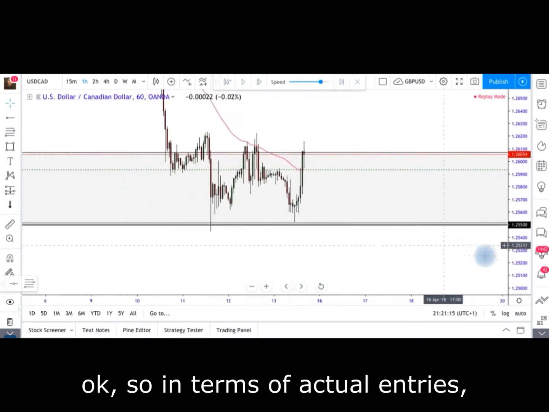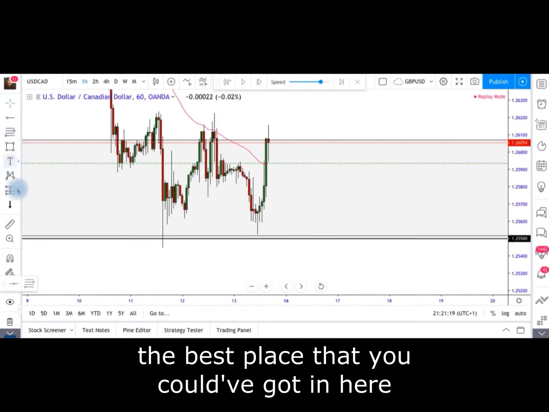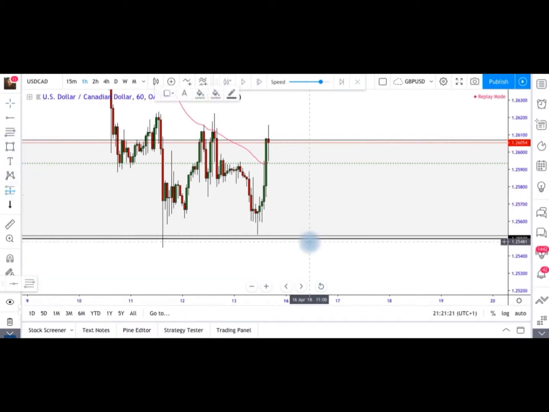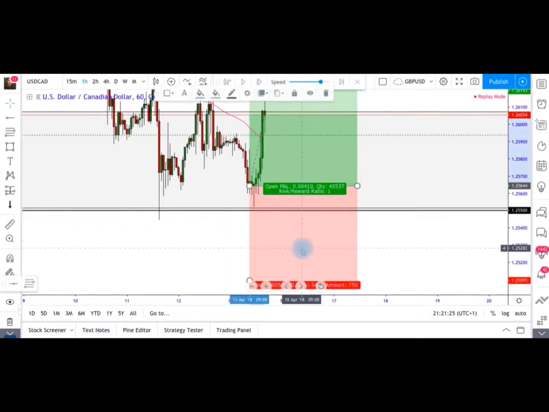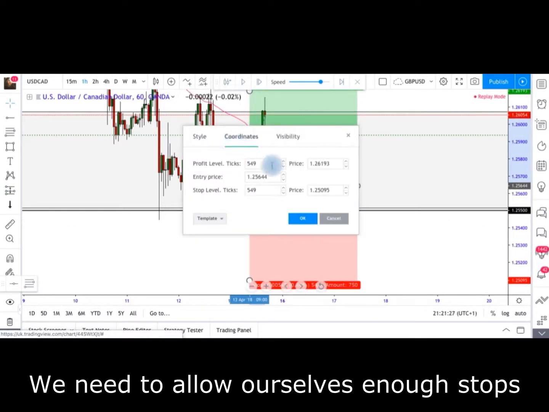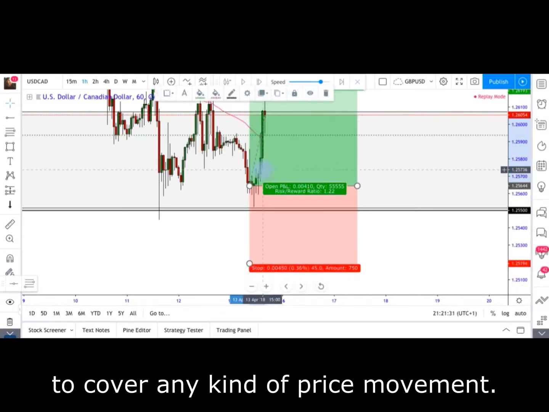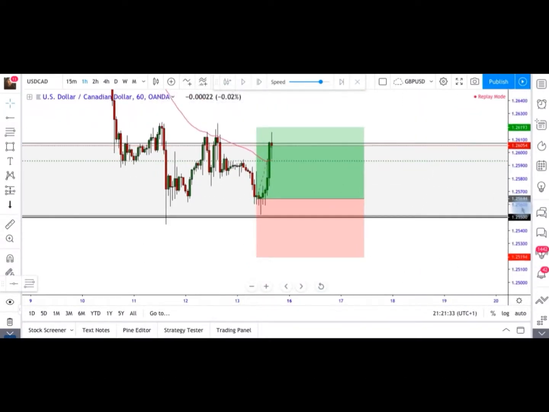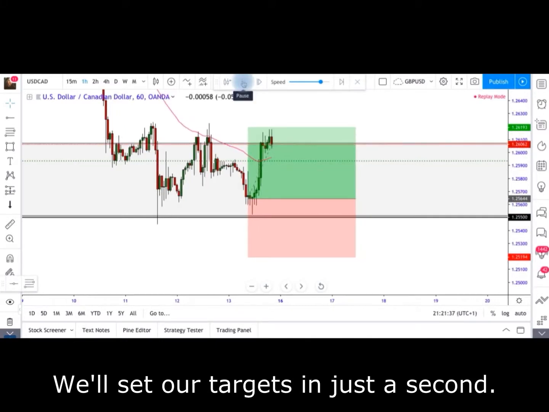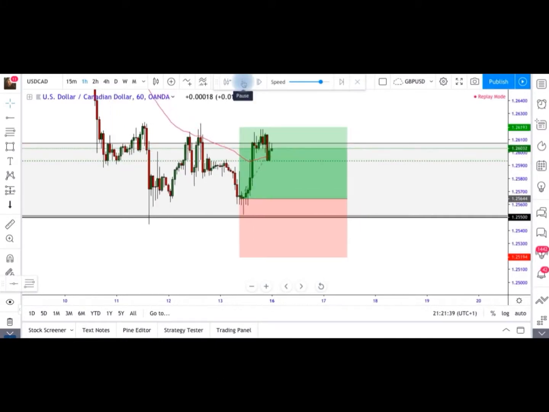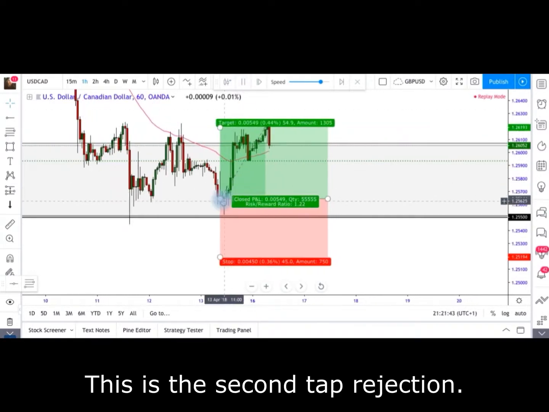Okay, so in terms of actual entries, the best place you could have got in here would be placing a long off this pin bar rejection. We need to allow ourselves enough stop to cover any kind of price movement. So let's just watch how this plays out. We'll set our targets in just a second. So this is the second tap rejection.